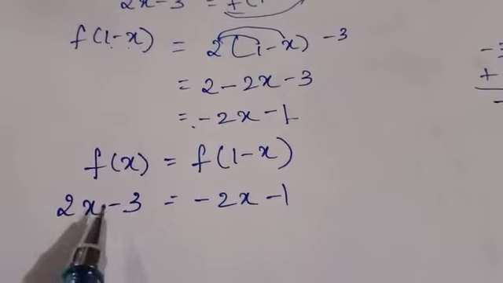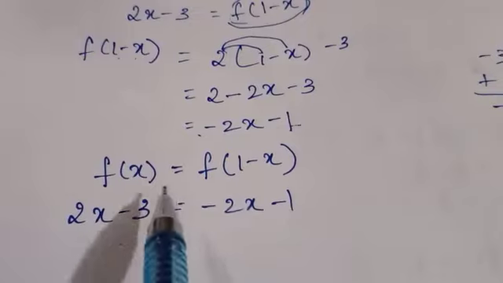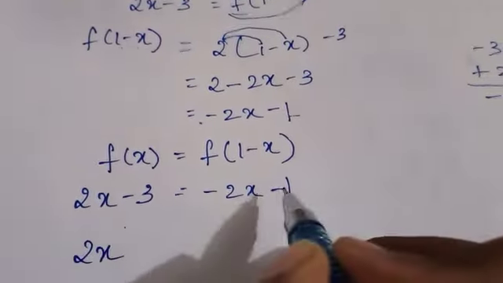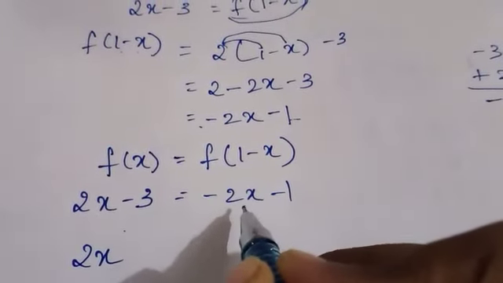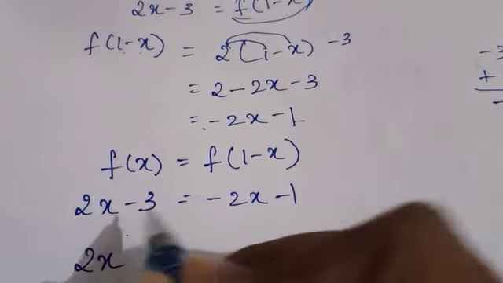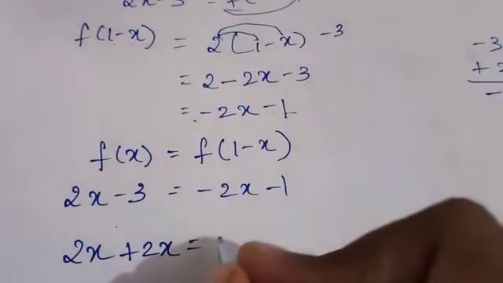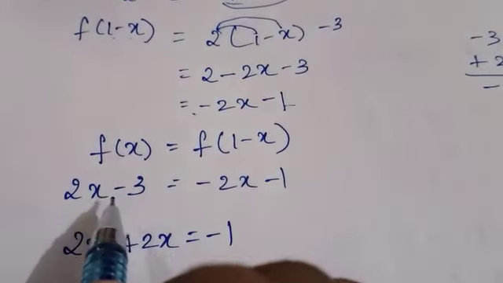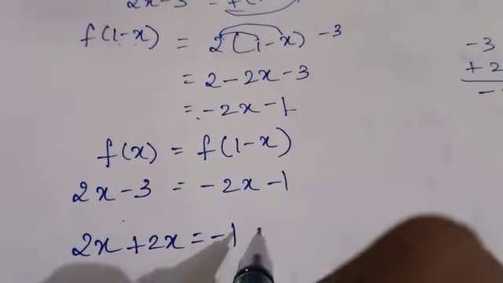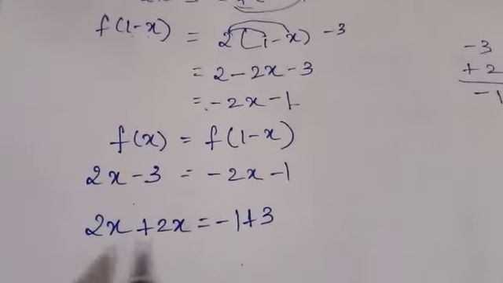So what we have to do? We have to bring all the x terms to the left hand side and all the numbers to the right hand side. So here already in the left hand side we have 2x, and from the right hand side I'm bringing this term minus 2x to the left hand side. So minus 2x, when it comes this side, becomes plus 2x. Then what is the number here? Minus 1. And I'm bringing this number to the right hand side. When it comes here, minus 3 becomes plus 3. Yes, now we'll equate this.